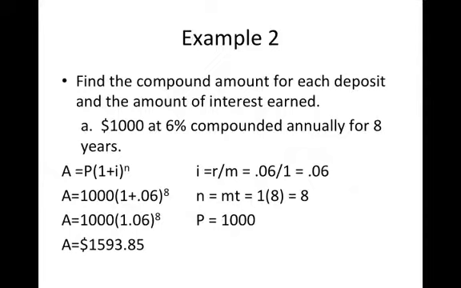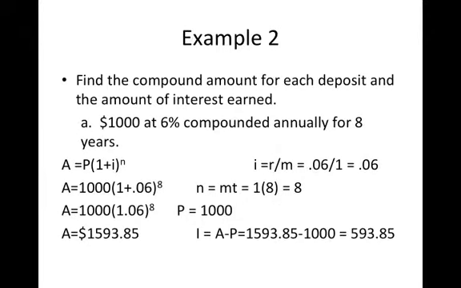So now we want to know, well, how much interest was earned? Well, it's going to be the amount that's there now minus the initial amount. That will give you the interest. So $1,593.85 minus $1,000 is $593.85. That's how much interest has been earned.